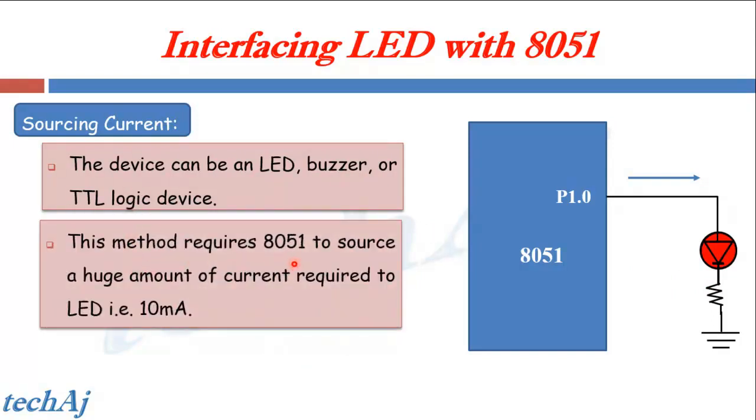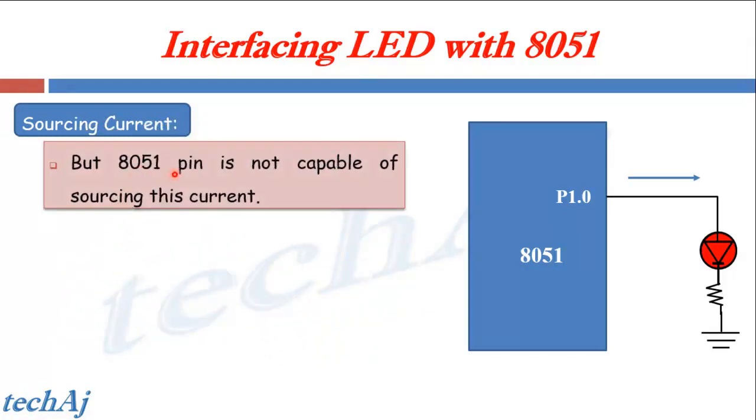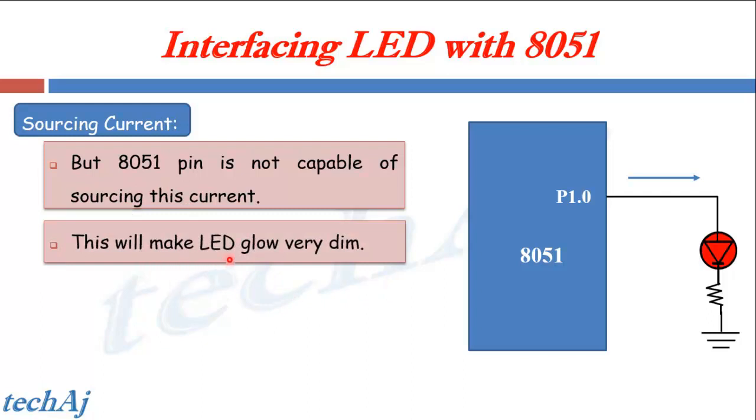This method requires the 8051 to source the huge amount of current required by the LED, that is 10 milliampere. But the 8051 pin is not capable of sourcing this current if multiple devices are connected to different pins of the microcontroller. This will make the LED glow very dim. So to avoid this, another configuration is used.